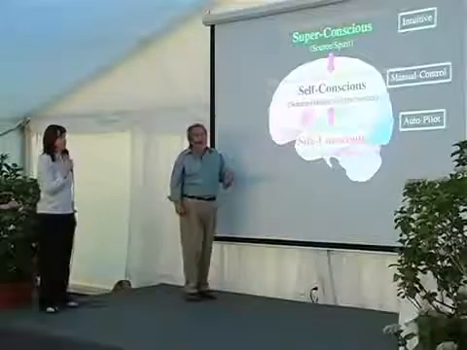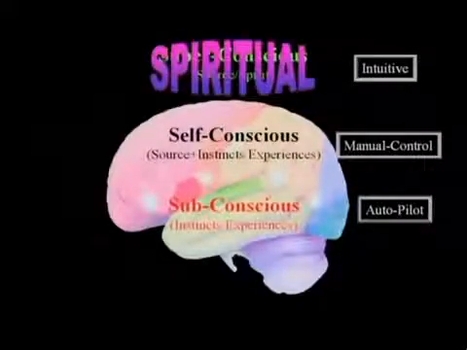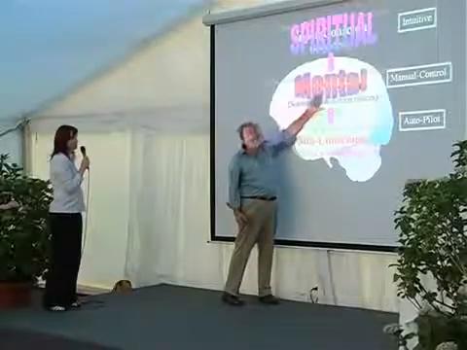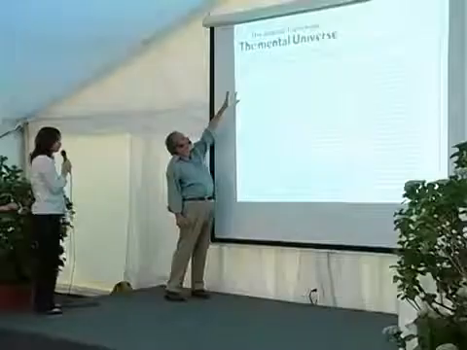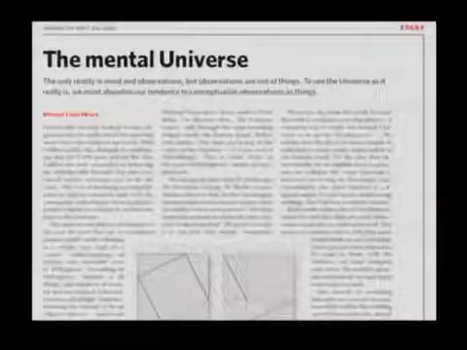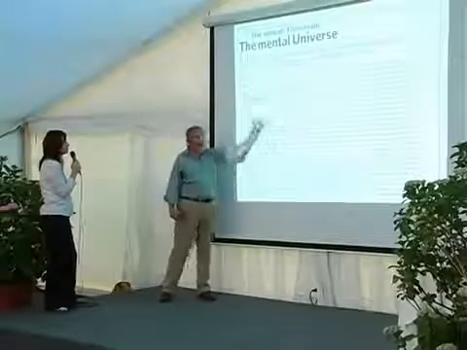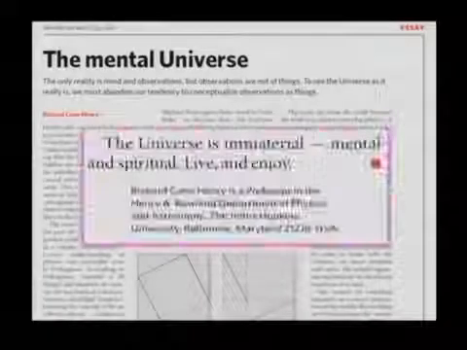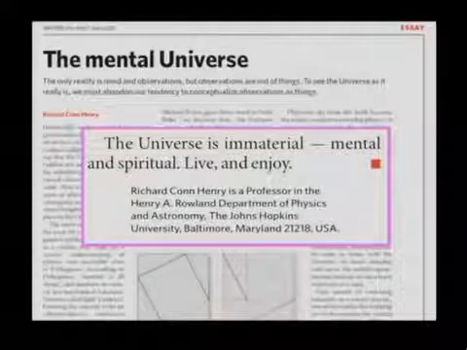So in conclusion, I say, well, what creates the life that we have? And the answer is spirit, the element from the field. And then the influence of the spirit in the self is the mental process. So the reality that we're experiencing right now is a combination of spiritual and mental activity. The article is called The Mental Universe, and it's from a professor of physics at a major university called Johns Hopkins University. Instead of reading the whole article, I'll show you the exact 2 sentences at the very end of the paper. The universe is immaterial, it's mental and spiritual.